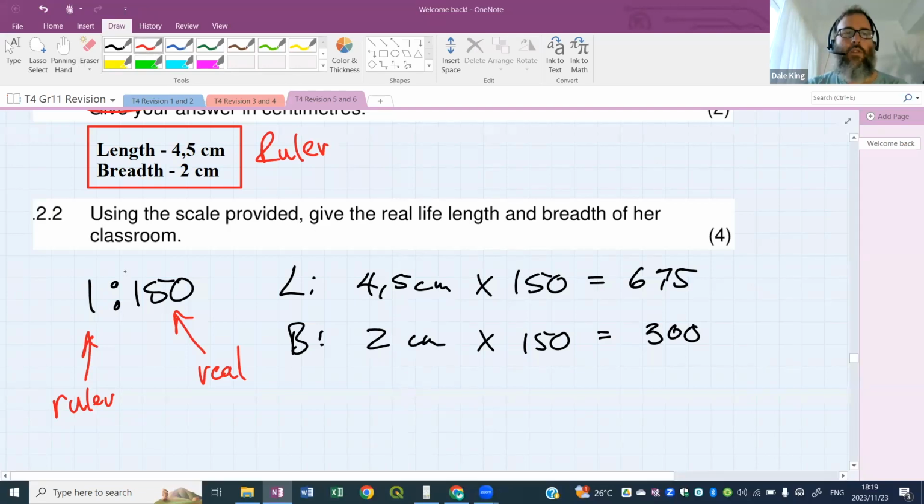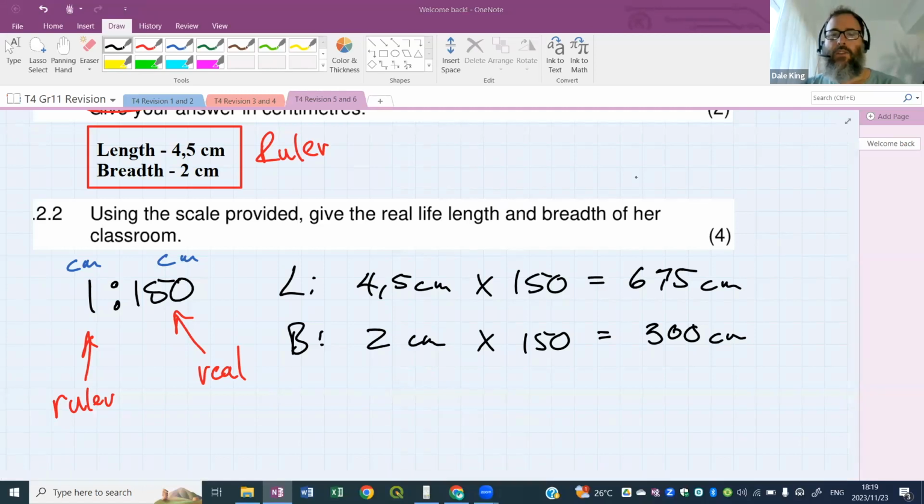Okay, so if you read the scale, I'll write it in blue. The scale, this ratio here, 1 is to 150. Every ratio scale has the same units on the left and the right, otherwise it won't work. So 1 centimeter on my ruler represents 150 centimeters in the real world. So I'm timesing by 150 and I'm getting centimeters as my final answer here. Now, the question didn't say give your answer in meters or kilometers or anything. It just said give the real life length. So these answers here are acceptable.